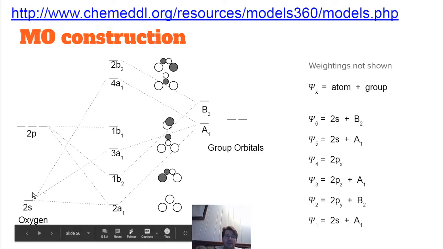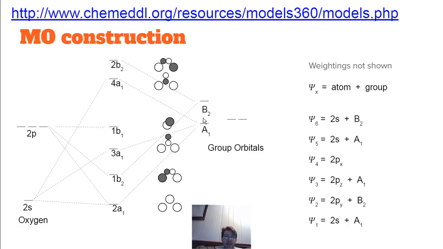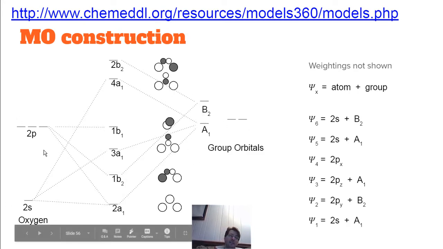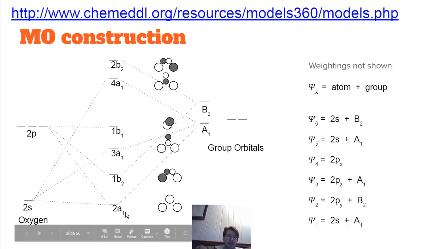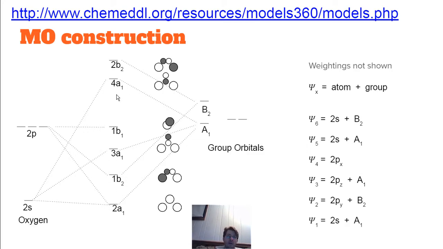We see that the 2s orbital mixes in at lots of different energy levels, and the A1 group mixes in. And so the group orbitals then behave in a similar way to our oxygen orbitals. And we did things with molecular orbital pictures, right? And so we can then see that the new molecular orbitals will then have the symmetry of the group, A1 and B2, or A1 and B1, or what have you, when they combine.